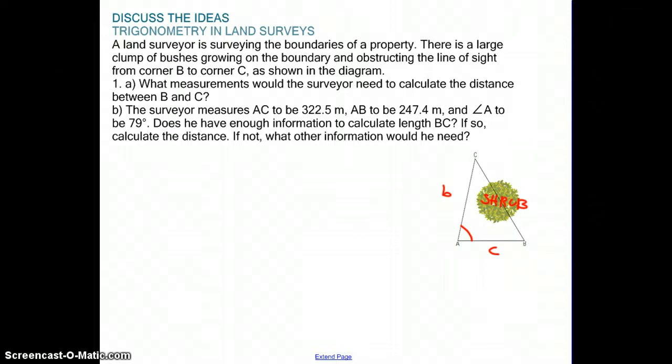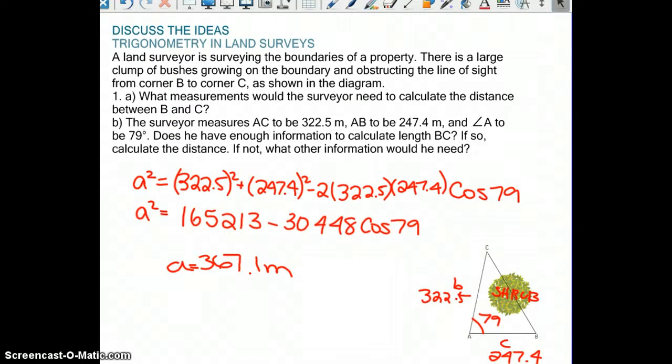So let's say that they actually find AC to be 322.5, angle A is 79, and side length c is 247.4. So let's use the cosine law to figure out side length BC. So you'll get all these big numbers and you should find that a equals 367.1 meters.